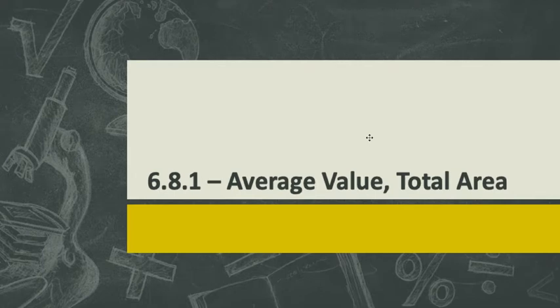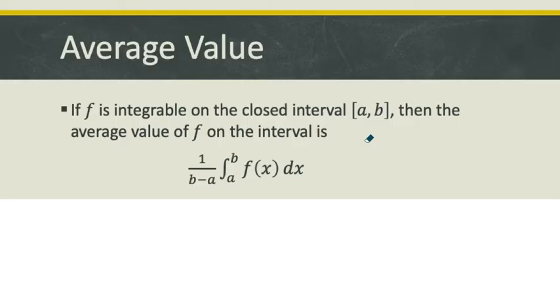All right, 681. We're going to talk about two things today. One of them is the concept of average value, and the other thing is total area. So let's just go ahead and jump right into the average value formula. So again, f is something that we can take the integral of on a closed interval from a to b, and the average value is this.